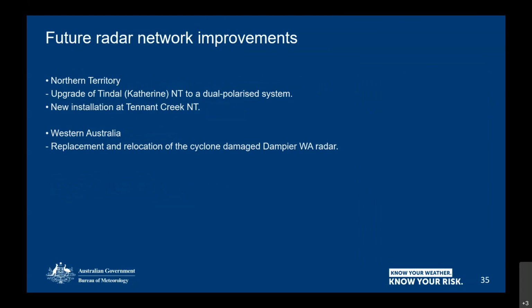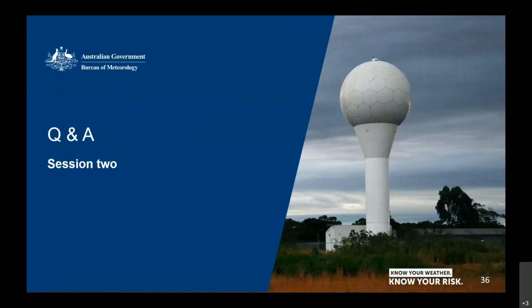In Western Australia, we've just recently upgraded 3 radars, Albany, Esperance and Geraldton, in the last year or so. However, we were forced to do a replacement a little earlier due to the cyclone that went through the Pilbara back in February, where the Dampier radar got damaged beyond repair. So we will be replacing the Dampier radar and putting it on a new site in the next year or so. And that's the future radar improvements.